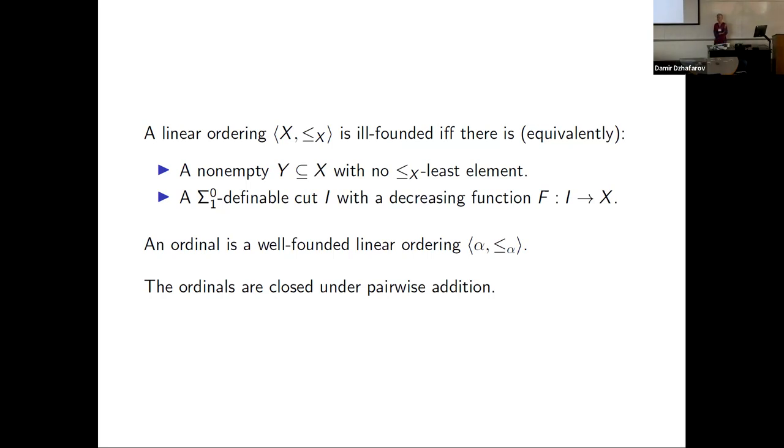In the absence of sigma 0 1 induction, a number of other things that would be equivalent to well-foundedness just are not. So there are well-founded linear orderings and linear orderings X with no largest element, so that there is an order reversing function from X into this well-founded ordering. And the ordinals are closed under pairwise addition in the natural way of adding order types, putting one followed by the other one. They're not, by the way, closed under pairwise multiplication.